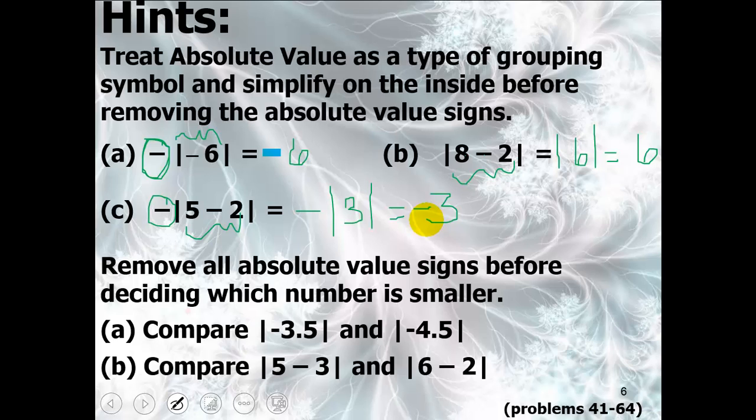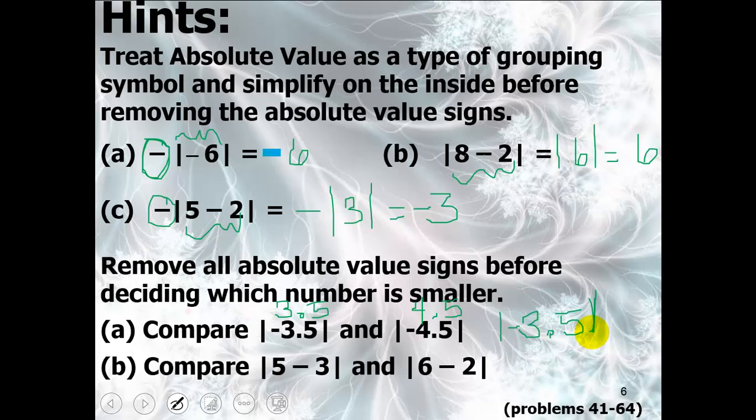Remember to remove all absolute value signs before deciding which number is smaller. So we want to compare the absolute value of negative 3.5 and the absolute value of negative 4.5. Well, the absolute value of negative 3.5 is 3.5. The absolute value of negative 4.5 is 4.5. Which one is smaller? Well, left is less, and 3.5 is less than 4.5. So the answer is the absolute value of negative 3.5, because it is actually closer in distance to 0.